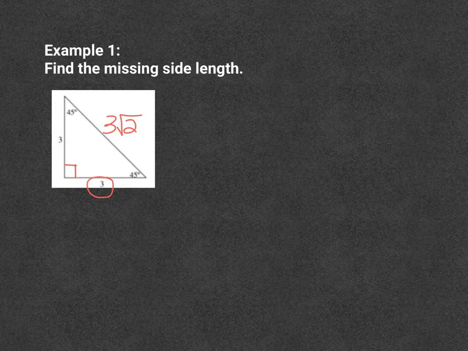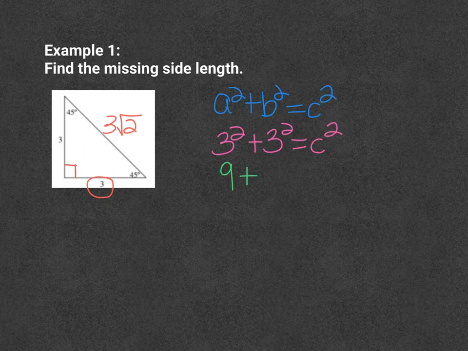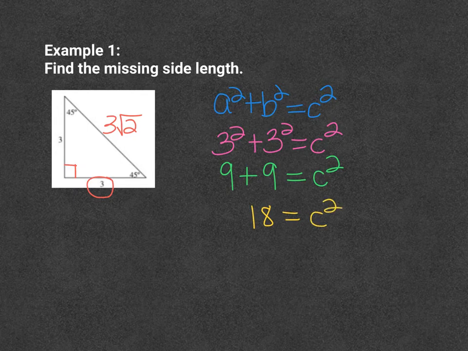However, I want to make sure this is correct, so I'm going to use the Pythagorean Theorem to check. So I have a squared plus b squared equals c squared. So a squared is 3 squared plus b squared, which is 3 squared, and bring down c squared. Now 3 squared is 9 plus 3 squared is 9. Bring down c squared. 9 plus 9 is 18. Bring down c squared. I'm going to take the square root of both sides.